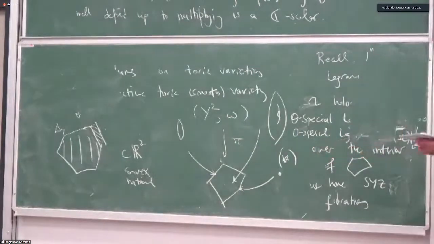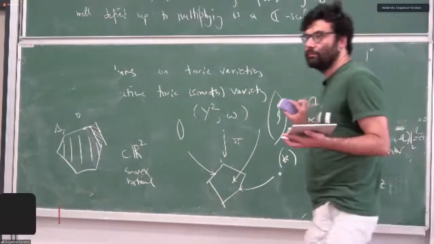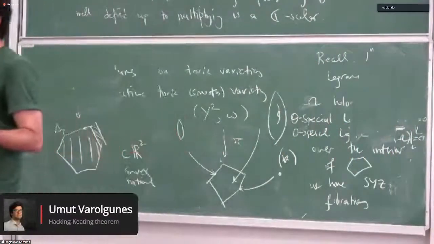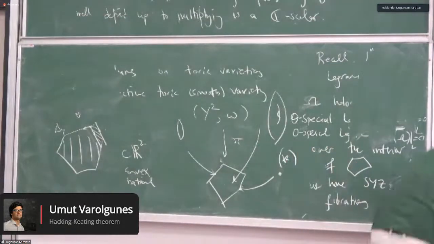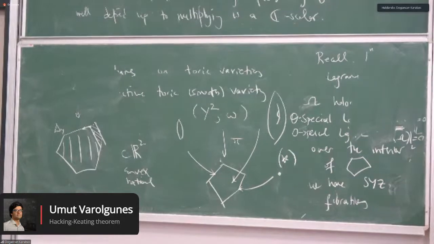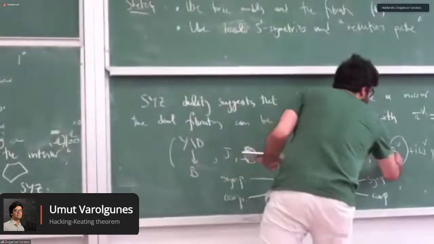I didn't say anything about integral affine structure. B is just a smooth manifold here. Yes, yes, that's true. But okay, so what they make is they make this bold face, so everyone's happy.